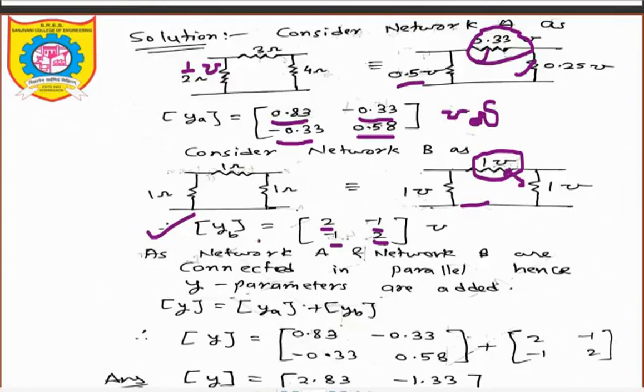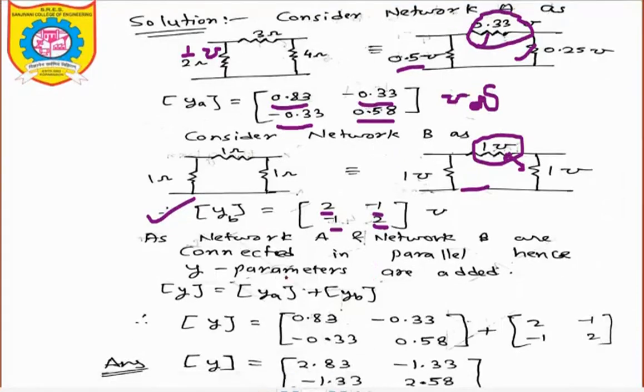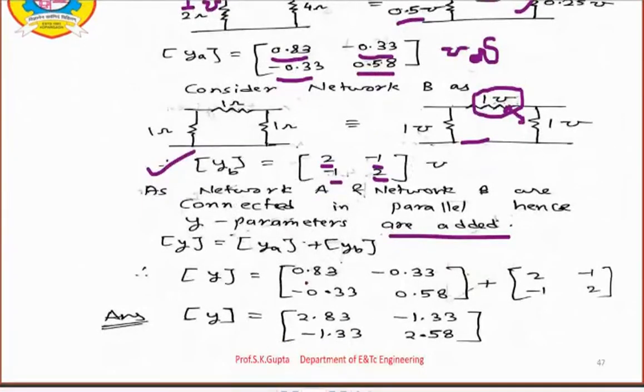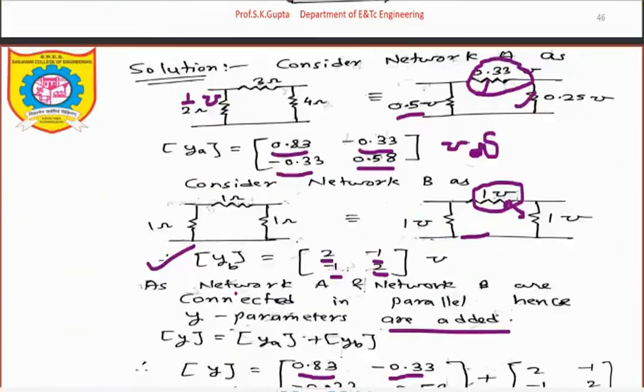Now as this is a parallel connection, Y parameters are added. So add the Y parameters. 0.83 plus 2, that means 2.83; minus 0.33 minus 1, that means minus 1.33; minus 0.33 minus 1, that means minus 1.33; and 0.58 plus 2, that means 2.58. So we got the overall Y parameter for this network.